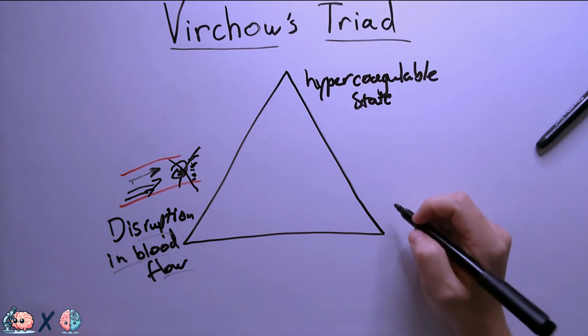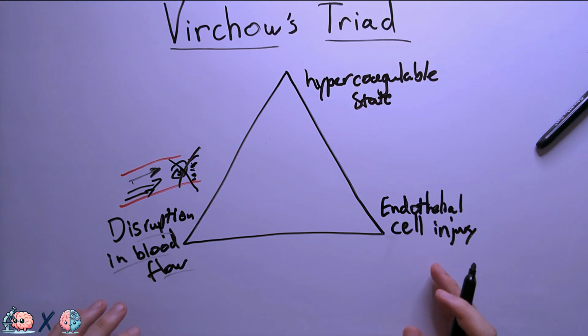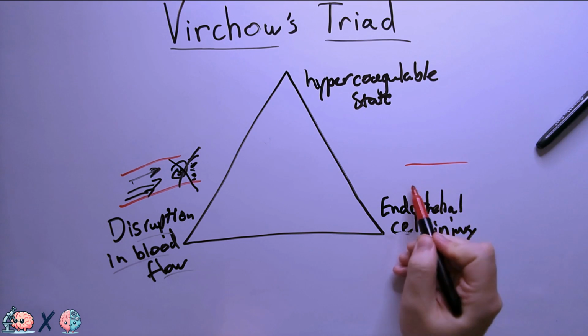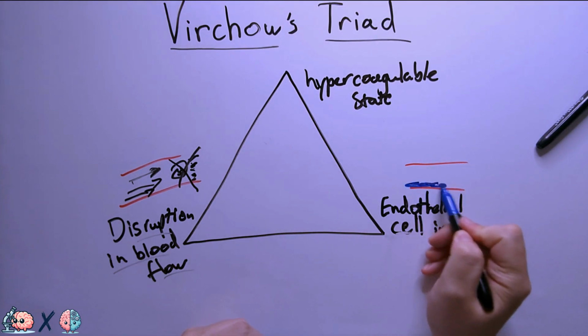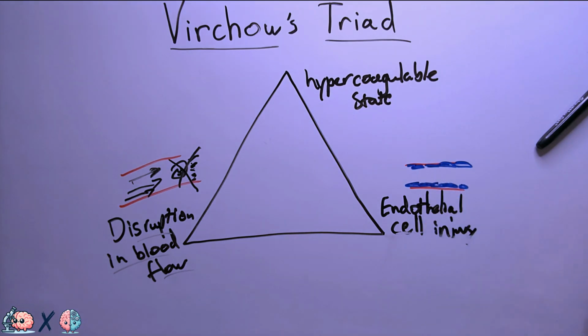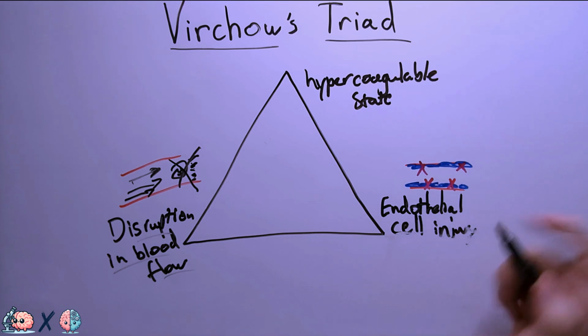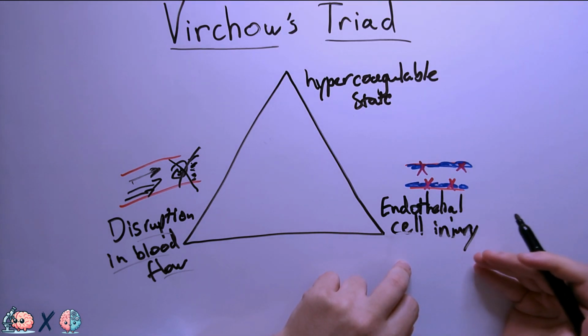The third factor is endothelial cell injury. So we introduced what endothelial cells were in the last video. And so basically it's just an injury to the lining of the vessel. So if we have a blood vessel here, we have endothelial cells here lining the blood vessel. So damage to these cells is an endothelial cell injury and is a factor that can promote thrombosis.